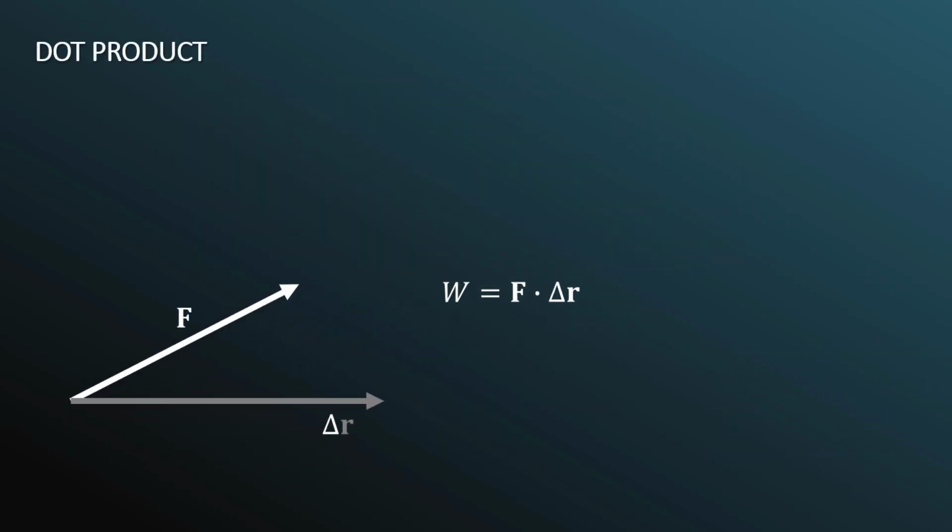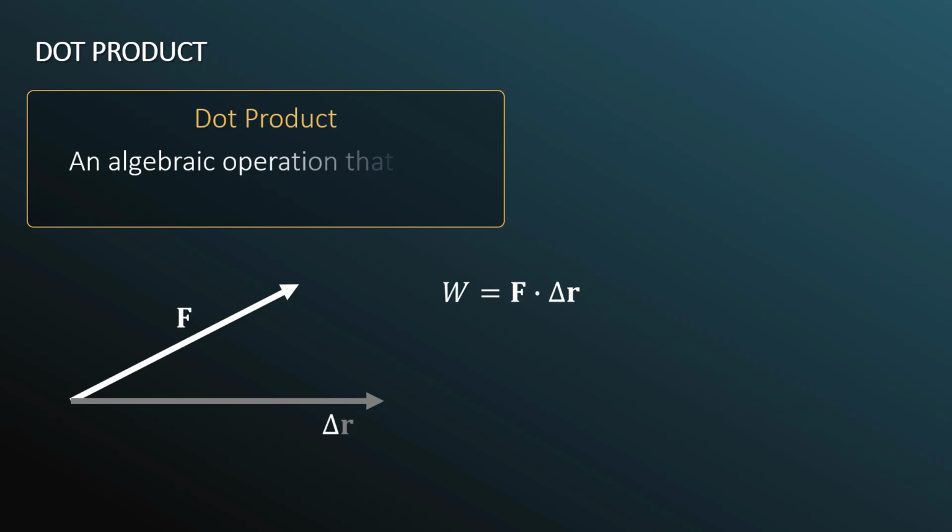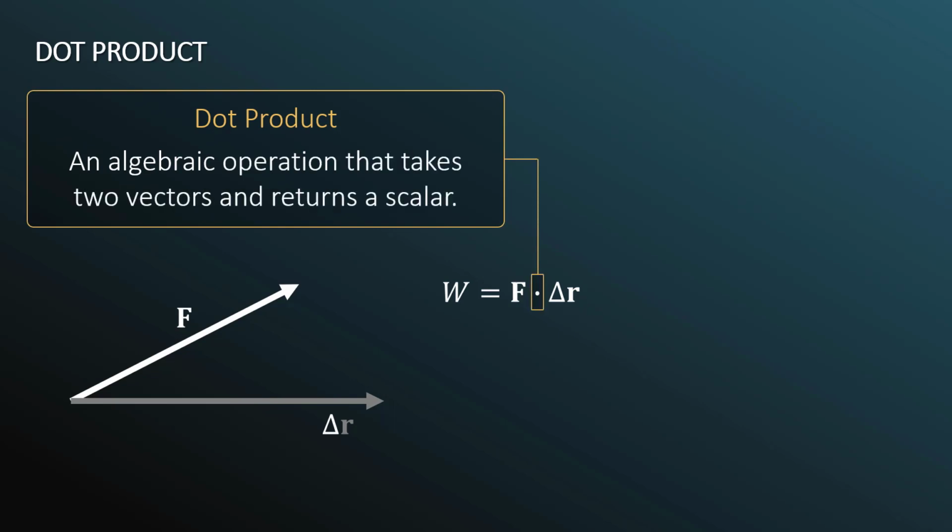Now this brings us to this multiplication that we have in our equation, our definition for work. We see that work, this W, equals F dot delta R. Well, what is this dot? We have two vectors that are multiplied together and somehow they give a scalar quantity. Well, this dot is known as the dot product. And it's simply an algebraic operation that takes two vectors and returns a scalar.